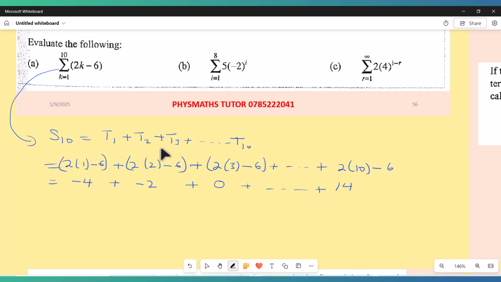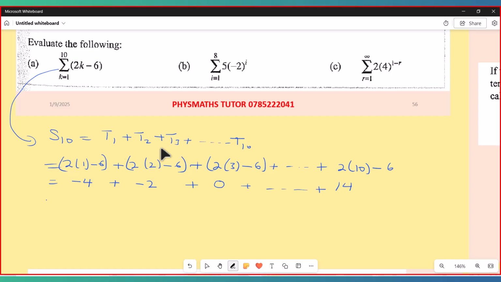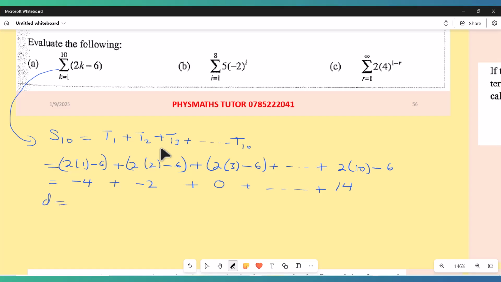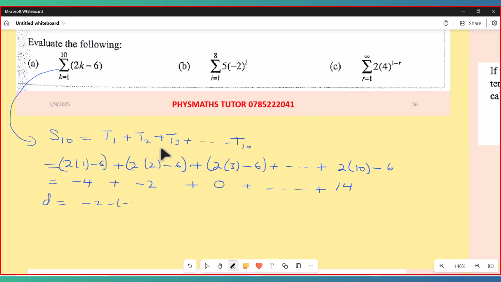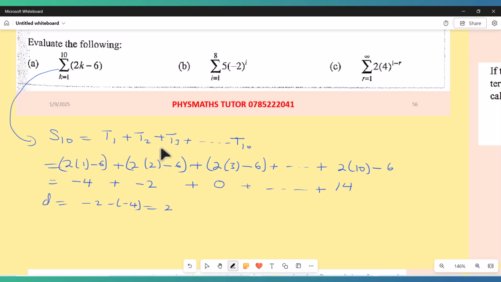Now if you check what I have here, what is minus 2 minus minus 4? Or what is 0 minus minus 2? We see we get 2. That 2 is our common difference, because minus 2 minus minus 4 gives us 2, and even 0 minus minus 2 gives us 2.